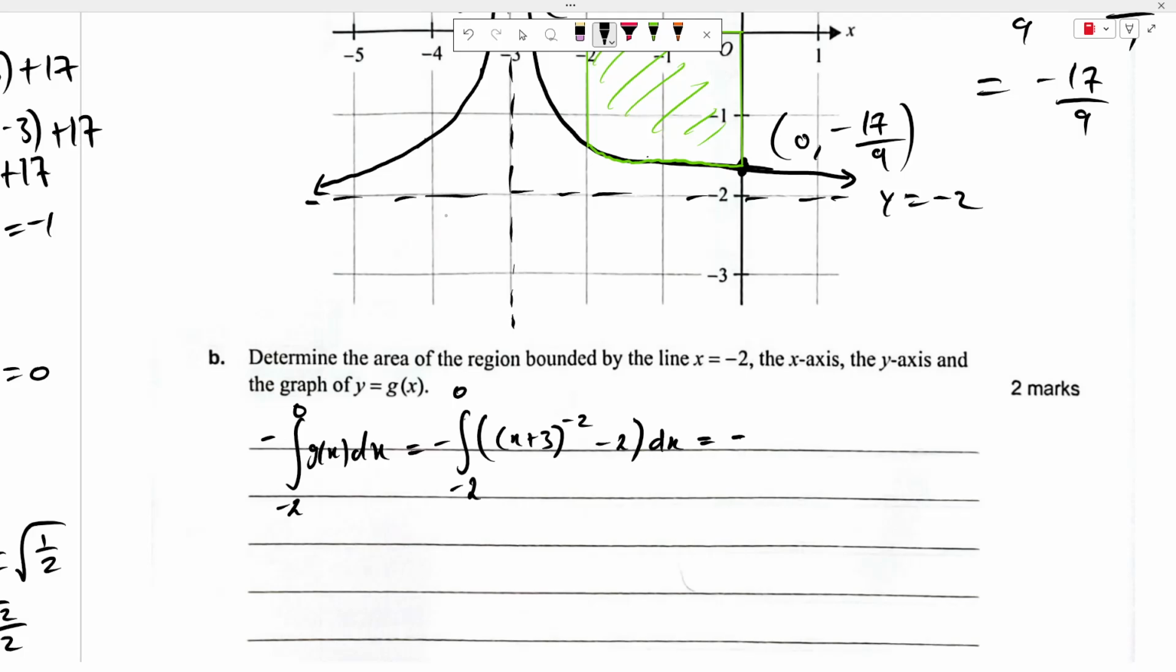Now let's see what this is going to become. If you're a bit worried about this one here, you can look at the formula sheet. The antiderivative is actually going to become negative x plus 3 to the negative 1, and then minus 2x.